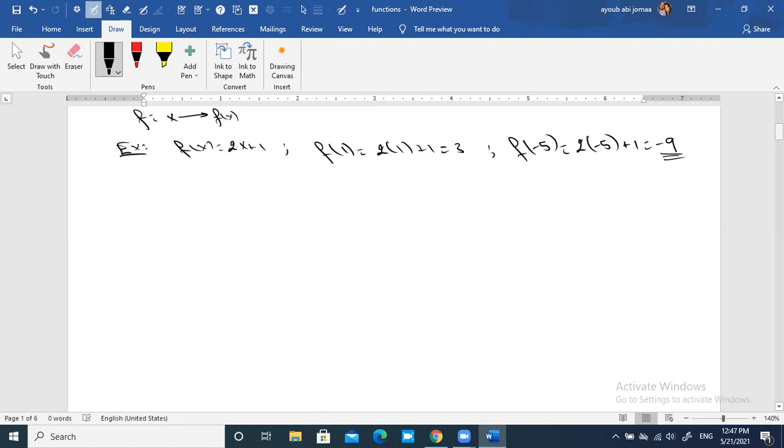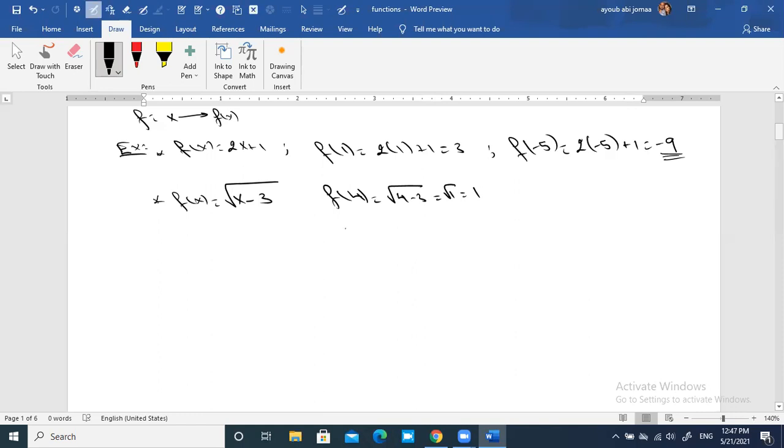Yes. Another example. Let's say f of x is equal to radical x minus 3. This is a function. Let's say the image of 4, f of 4, is radical 4 minus 3, which is radical 1, which is equal to 1. The image of 4 is 1. The value of the function when x is equal to 4 is 1.